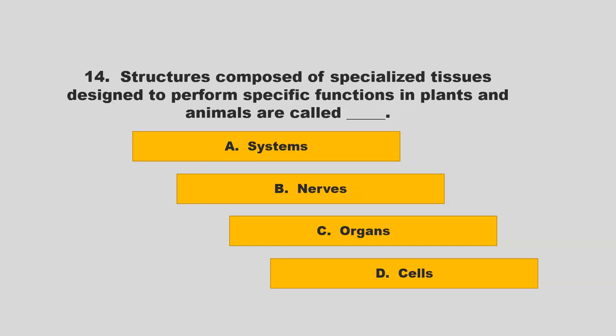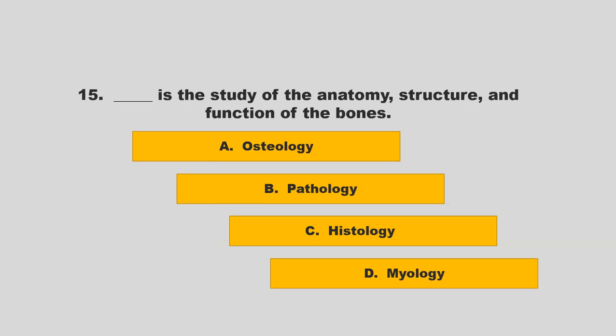Structures composed of specialized tissues designed to perform specific functions in plants and animals are called systems, nerves, organs, cells. If you chose C, organs, you are correct.